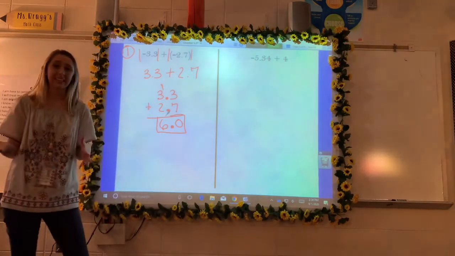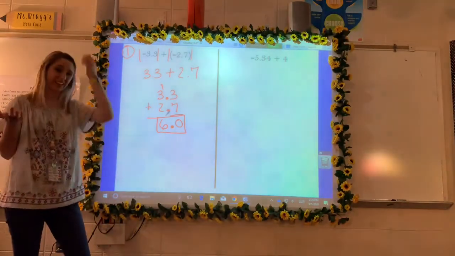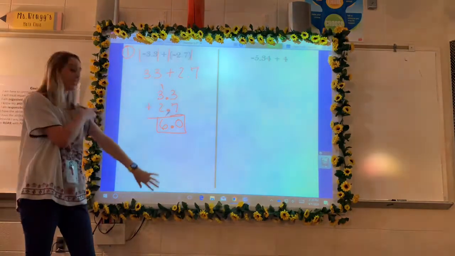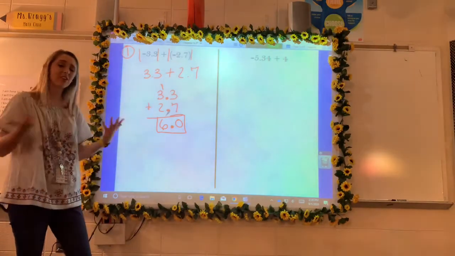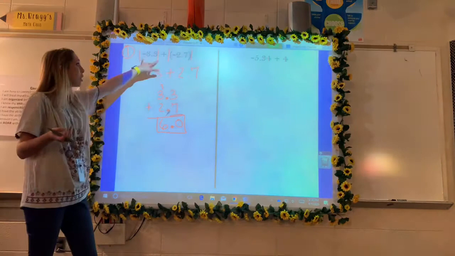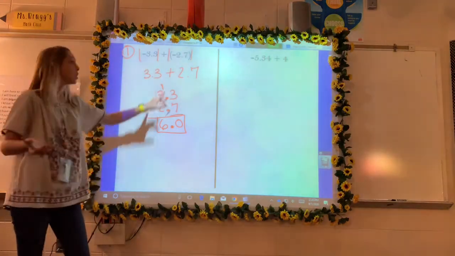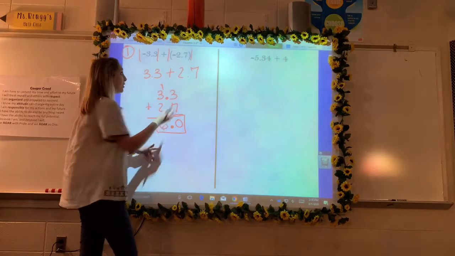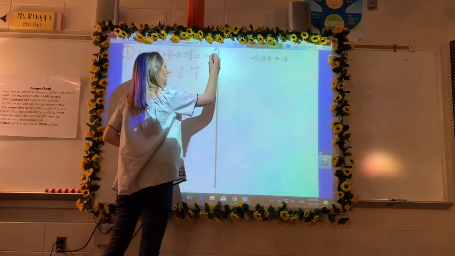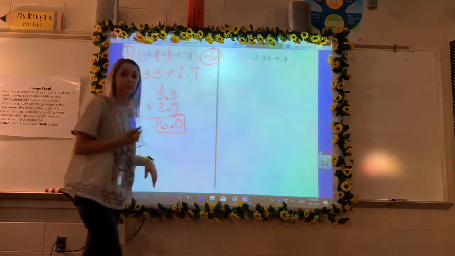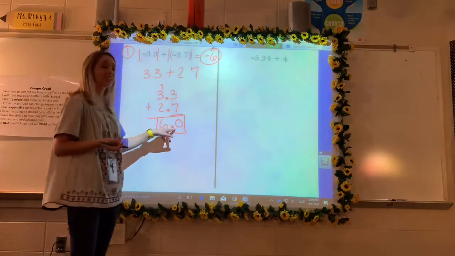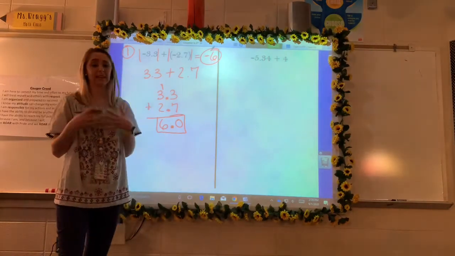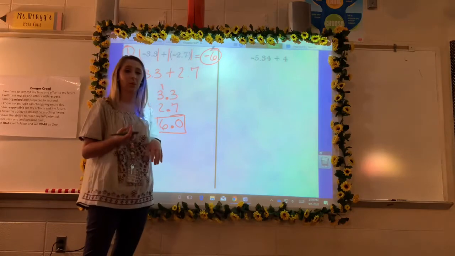But is 6 our final answer? Or if you leave it as 6.0, that's okay. But is that our final answer? No, because we need to go back and look at our signs. So our originals, both were negative. So we have to keep that negative. So our final answer is negative 6. Okay? And you don't have to leave the .0 because that just represents 6, okay?